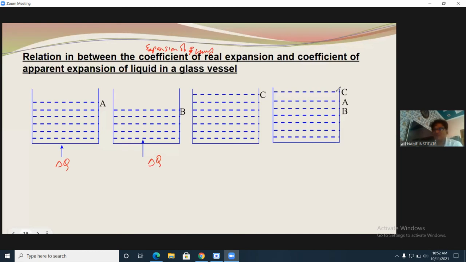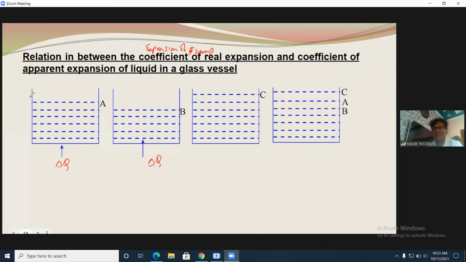Now what is happening here? How is the level of the liquid changing? Listen carefully, this is the interesting part. Just spend the time so that we can understand everything. When heat is given to the vessel, that heat is first taken by the glass, not by the liquid, for a very small interval of time. If heat is not taken by the liquid, there will be no expansion in the liquid at first. Now heat is taken by the glass.